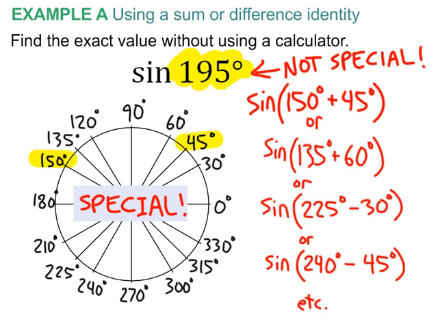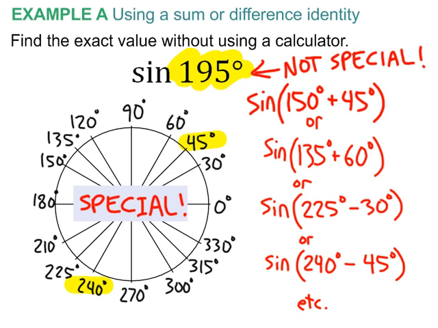I could use any of these possibilities. Notice that 135 degrees and 60 degrees also add up to 195 degrees. Or I could take the difference of 225 degrees and 30 degrees, 240 degrees and 45 degrees. Take the difference of those two, and so on.